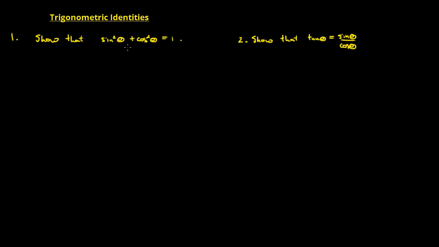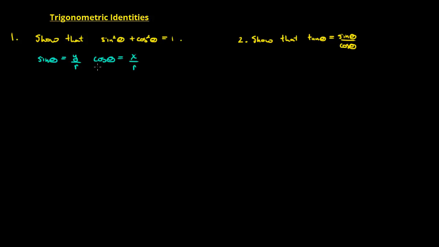Hi everyone, in this video we'll introduce two identities. So in part 1 we're asked to show that sine squared theta plus cos squared theta is equal to 1. Recall that previously we saw the definition of sine theta: sine theta is equal to y over r. We also know that cosine theta is equal to x over r.